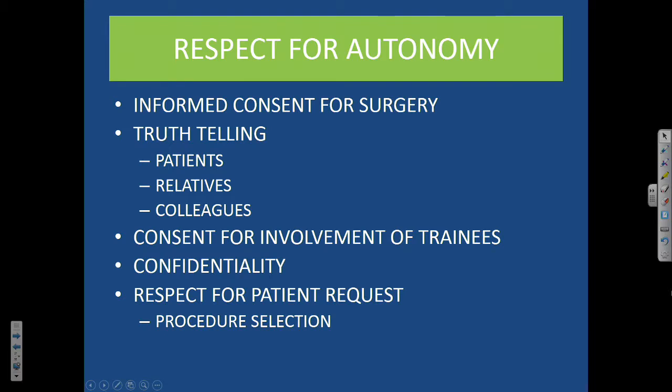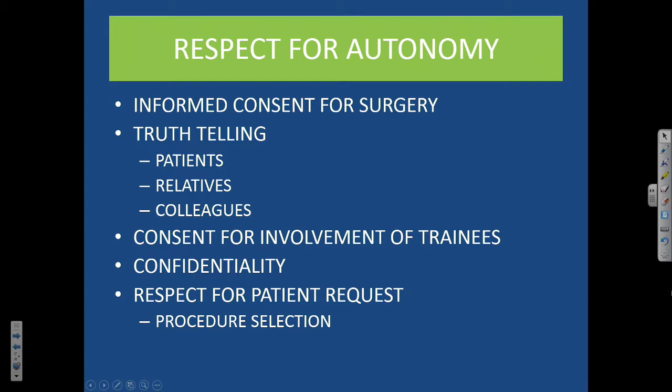So respect for autonomy involves, number one, informed consent. We have a competent individual to assess that data. You present information that is appropriate for that particular clinical circumstance. It involves always telling the truth.